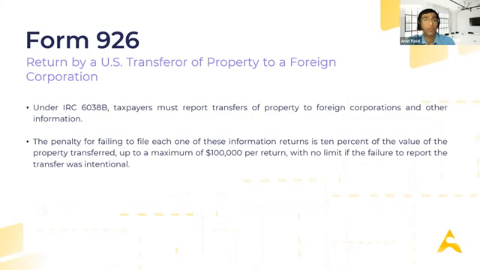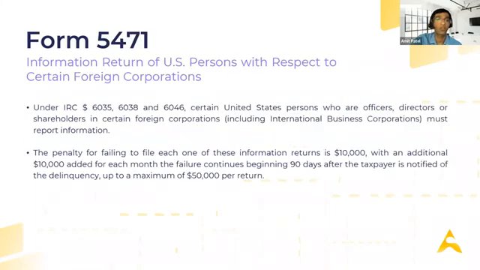But if you miss out filing this form, the penalty is 10% of the value of the property transferred, and this penalty can go as high as $100,000 per return. So you see the impact. It's huge, that if you miss out, it's going to cost you a lot.